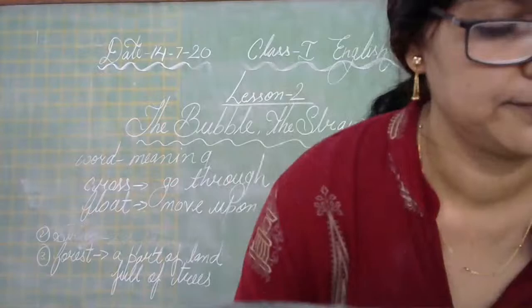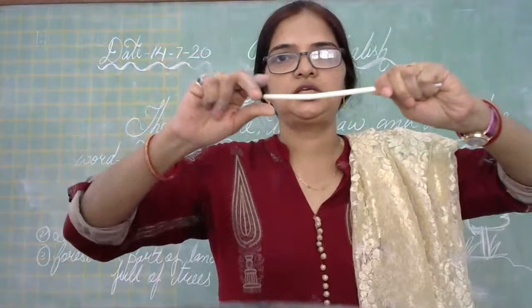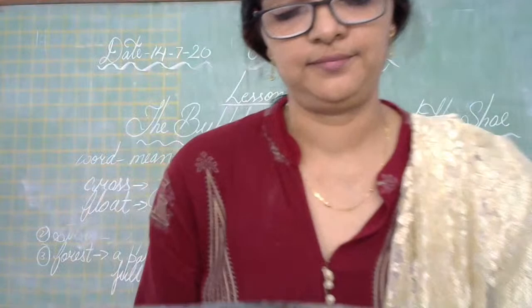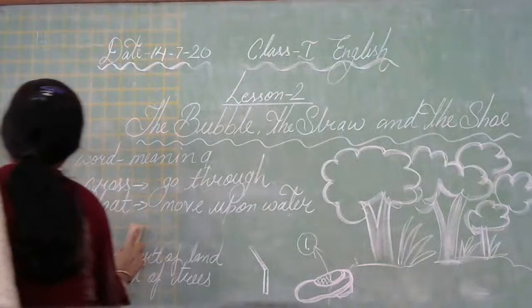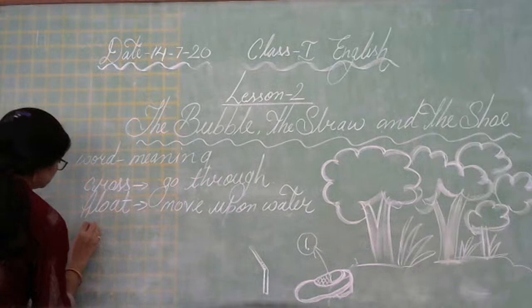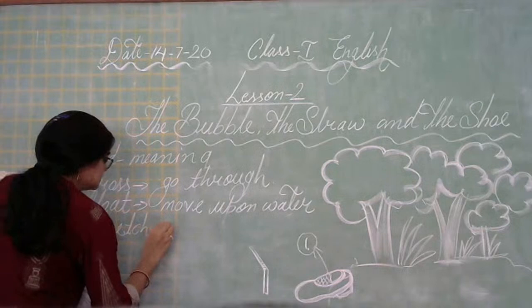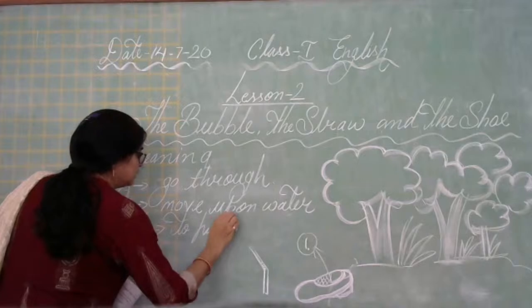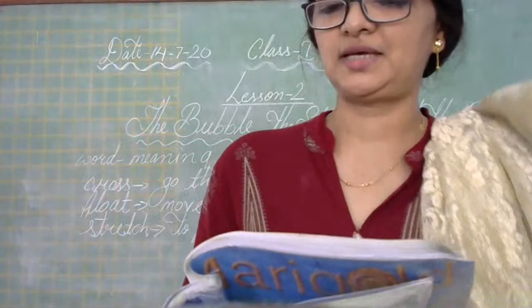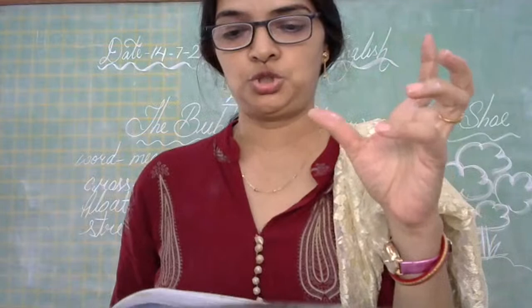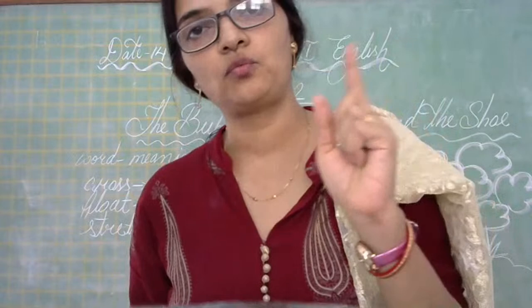Stretch means to pull. Like, look at this straw. This is a straw to stretch. Let us stretch, to pull himself. S-T-R-E-T-C-H. Stretch means to pull. So the bubble was very intelligent. He said, don't float on me. And he said to the straw, stretch himself from one bank to the other.